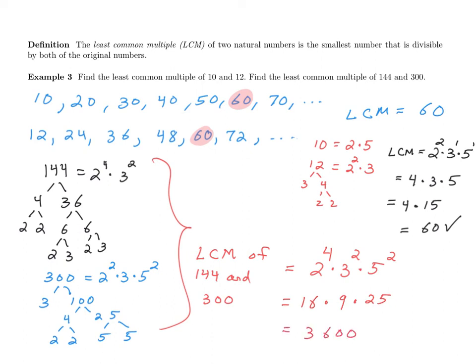3,600. What this means is, if you list out the multiples of 144, and you were to list out the multiples of 300, you would see that 3,600 appears on both lists, and that is the first time that that would happen.